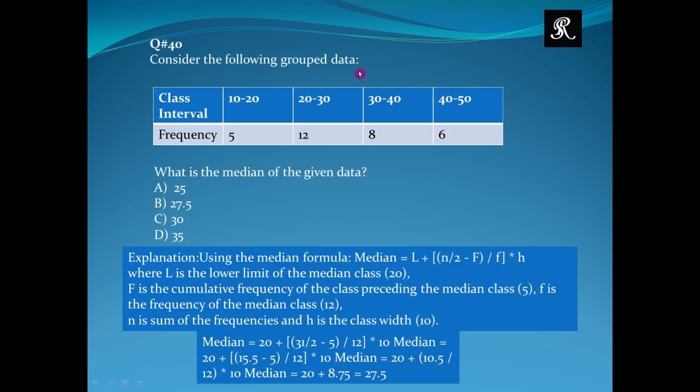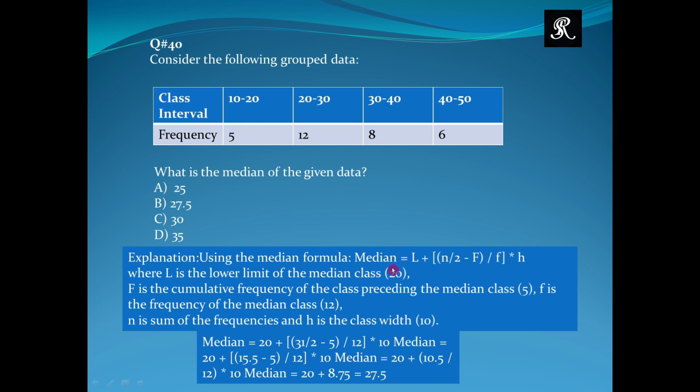Consider the following grouped data where you are given the class intervals 10 to 20, 20 to 30, 30 to 40 and 40 to 50. And below in the second row you are given the corresponding frequencies for each class. What is the median of the given data? Here below we are given the explanation.